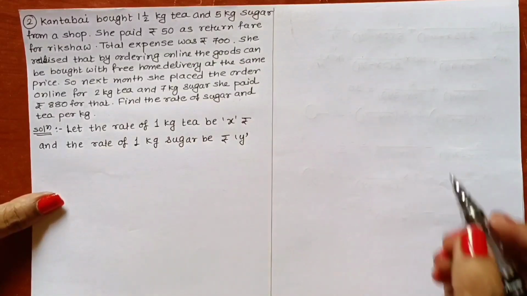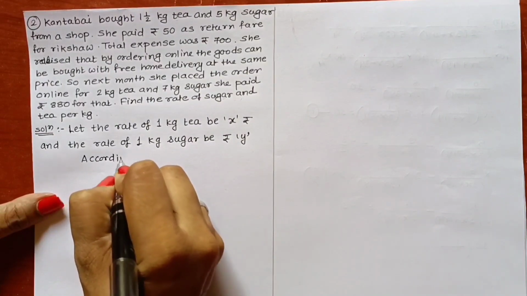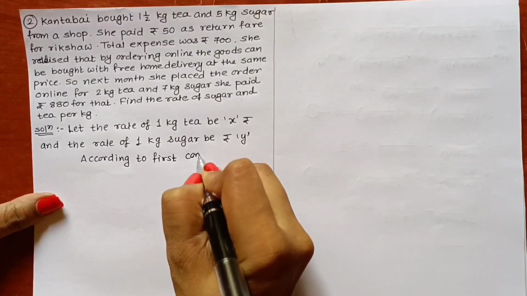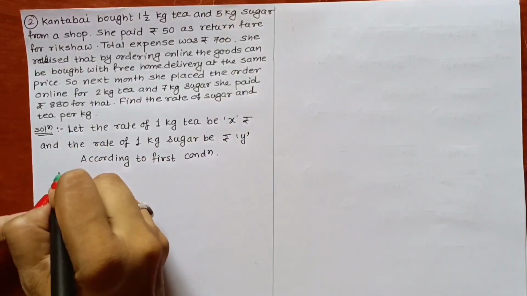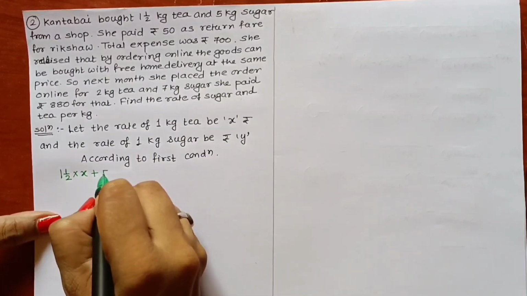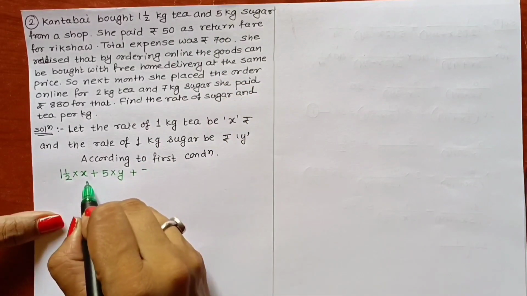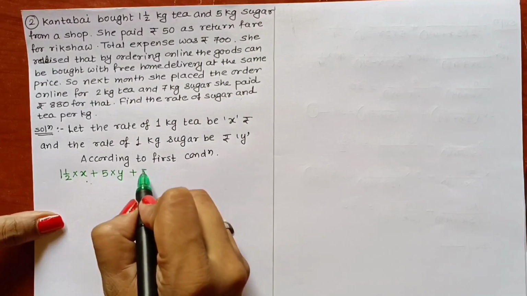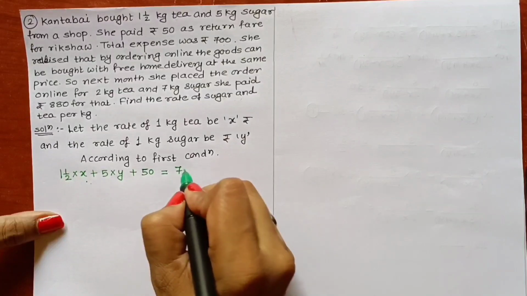So according to the first condition, we will have to write our equation. According to the first condition, write the equation: 1.5 kg into x plus 5 kg into y, okay, and plus this 50 rupees. Cost of 1.5 kg tea plus cost of 5 kg sugar plus 50 rupees of fare is equal to total cost, which was rupees 700.